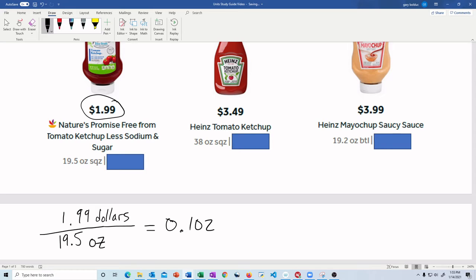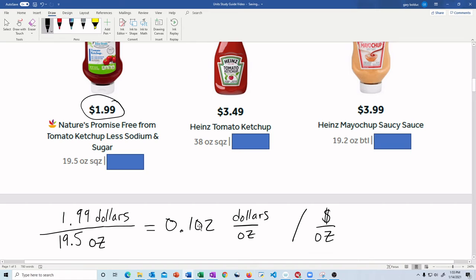And then I put the units, dollars per ounce, or if you prefer, you can do it differently by going dollars per ounce. Totally fine either way. All right, so what is this telling me? It's about 10 cents for each ounce of ketchup. And so why is this useful? Well, guess what I can do now? I can do the same thing for this bigger bottle, and that'll tell me which is the better deal.